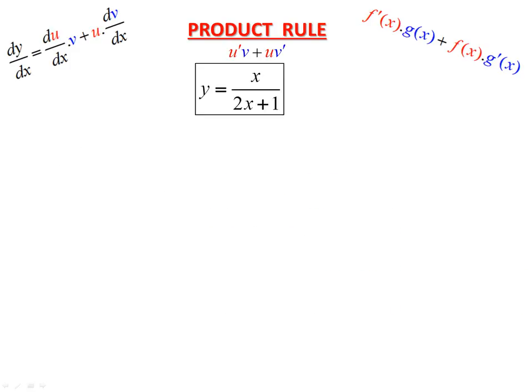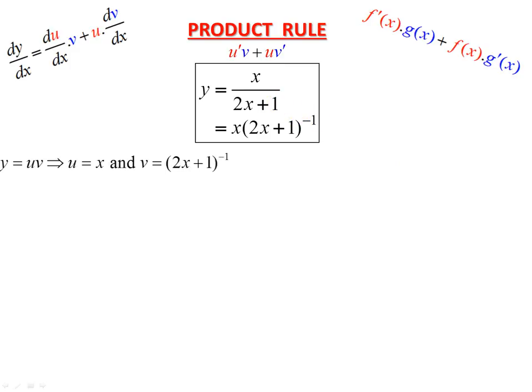Next question. Fairly similar to the previous one. Once again, we're going to have to write this in a slightly different form. After this, we'll do quotient rule, and then we won't need to. There's a shortcut to do this. So we're going to write it as a product where we introduce the negative exponent to bring that to the top. There we are. u is the x and v is the 2x plus 1 to the negative 1.